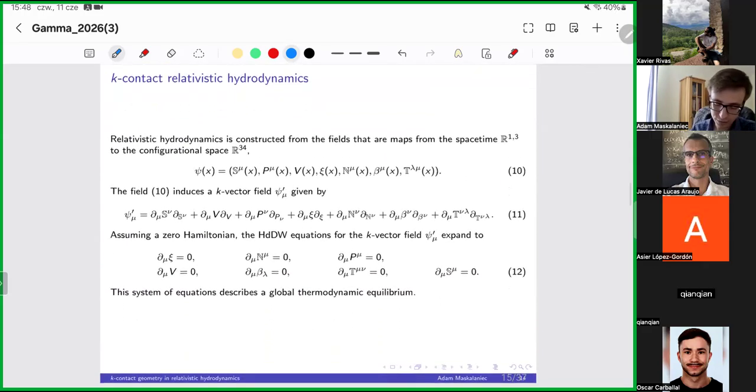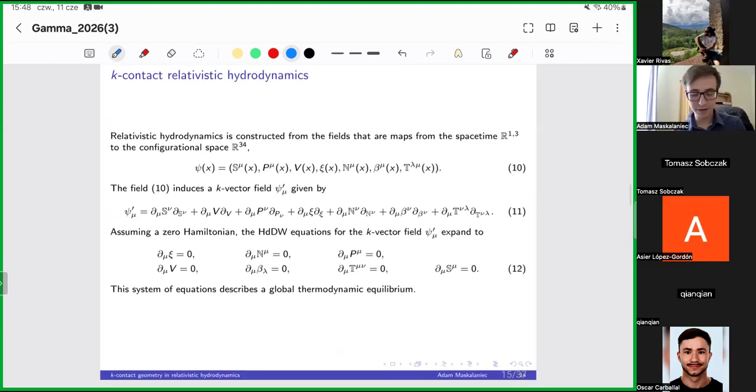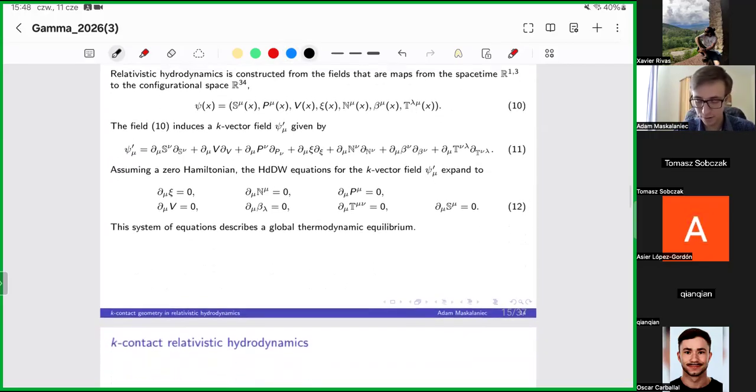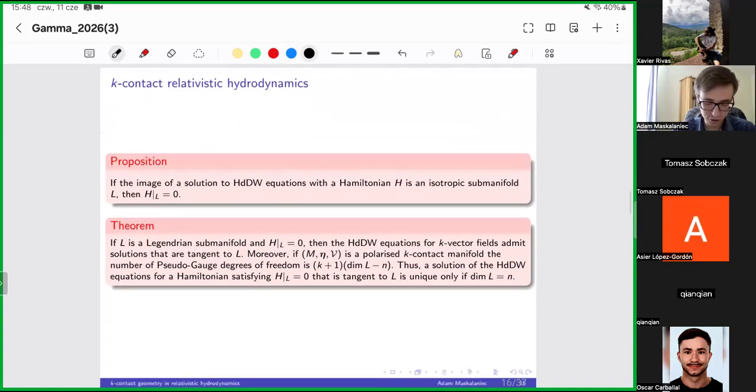So then one may calculate that when we consider first prolongations of fields whose domain is the spacetime R1 free to the configurational space, that is our k-contact manifold, then those Hamilton-de Donder-Weyl equations applied to our first prolongation of that field recover these other equations from our relativistic hydrodynamics. So this example perfectly fits into the k-contact geometrical framework.